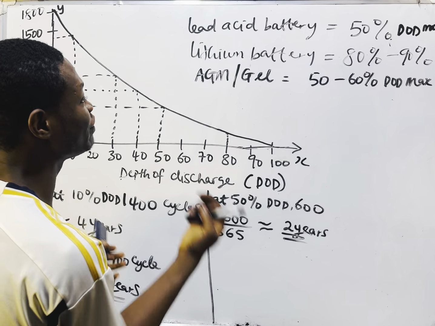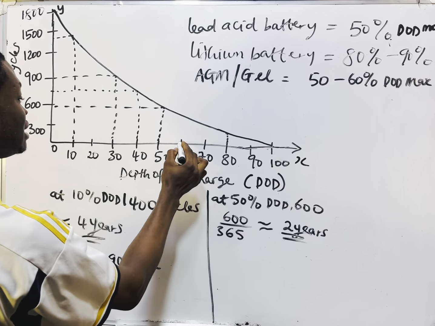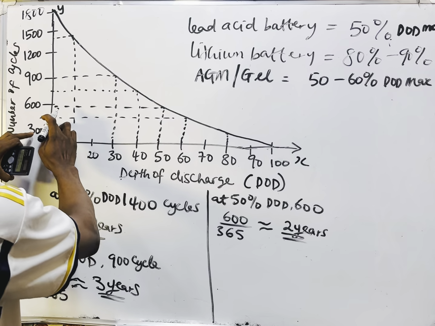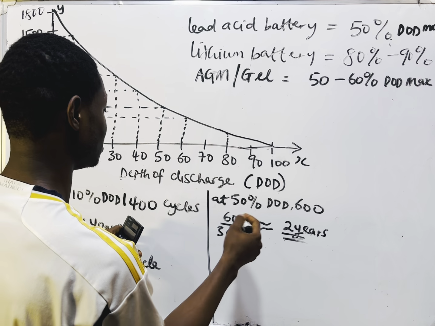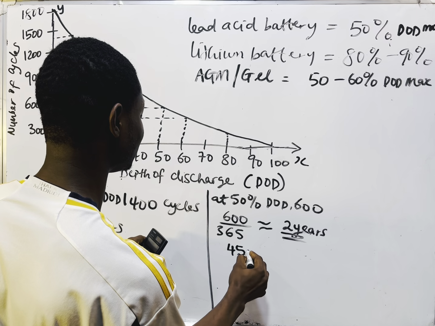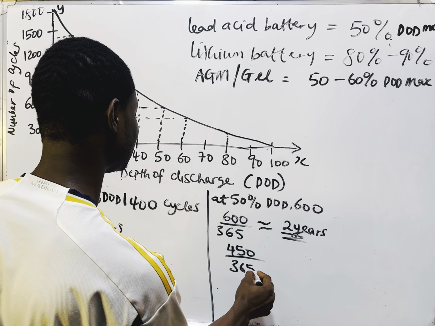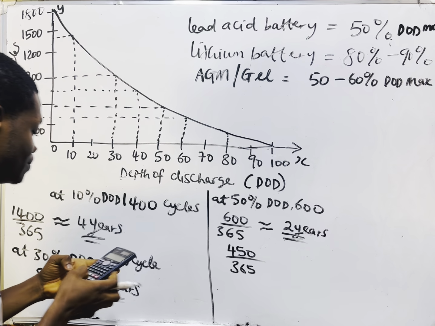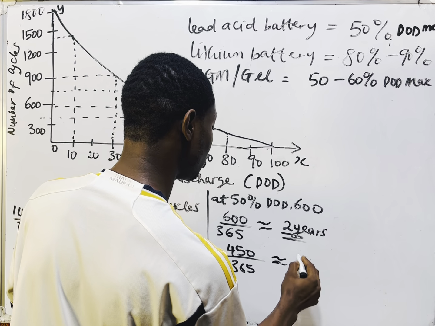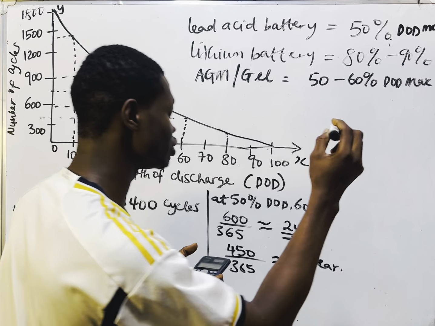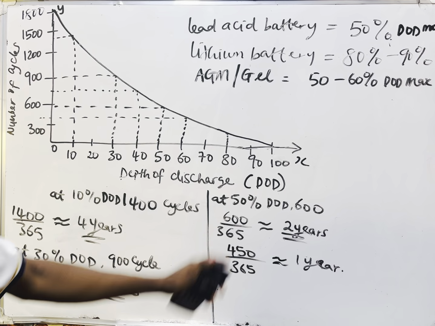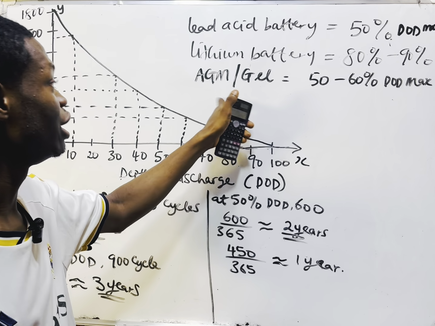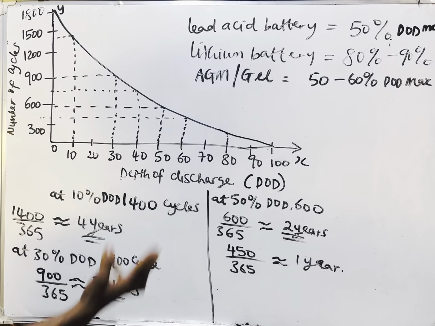Then let's just say 50%. Okay, we have treated 50%. Then 60%. 60% is around, let's say, 450 cycles. 450 divided by 365 will give us approximately 1 year. So you are going to use the battery for 1 year if you are dealing with an AGM/gel battery at 60% DOD.